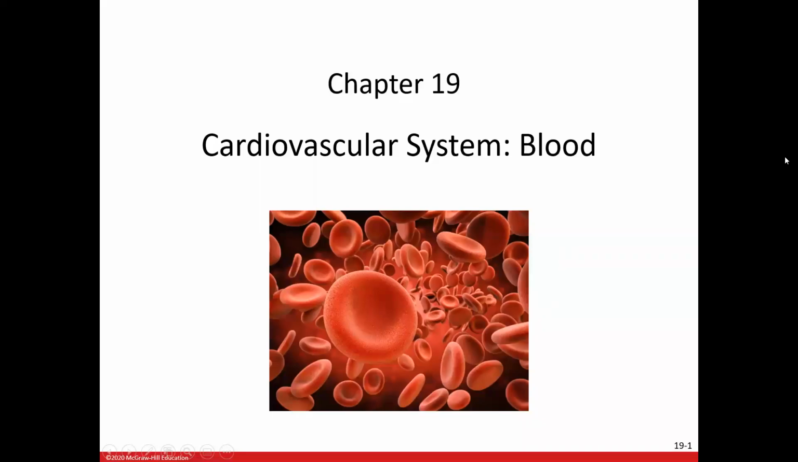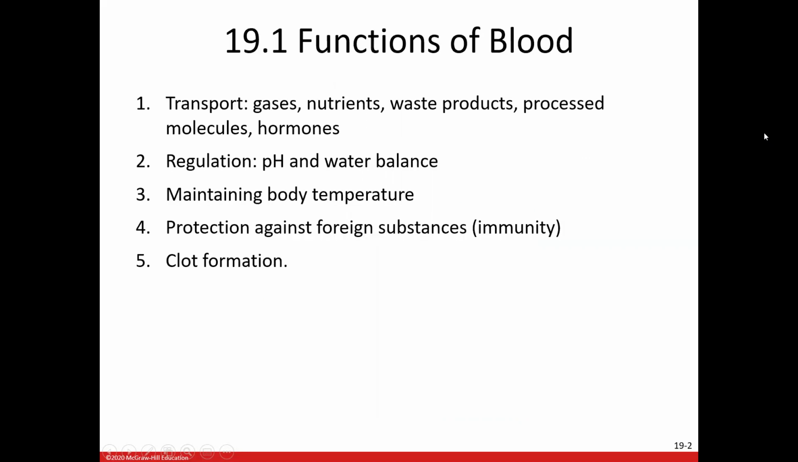Hello, Biology 158. Welcome to our first chapter we're going to be covering for the summer. It's going to be all about the cardiovascular system, focusing on blood. So to start out, what are some functions of blood?